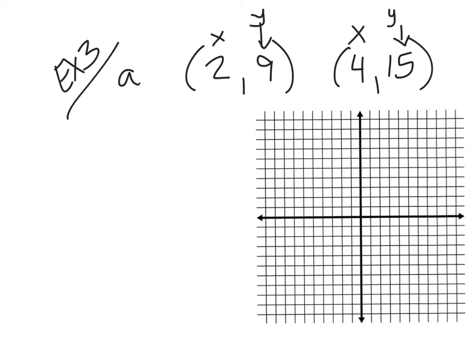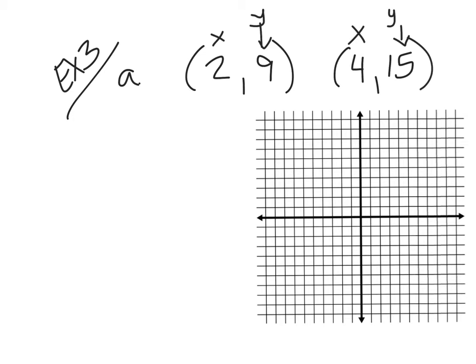All right, so let's graph these. The first point is (2, 9). So I go over 2, up 9, which I think is there. 1, 2, 3, 4, 5, 6, 7, 8. All right. Oh no, my next one's (4, 15). Okay, so you can't use this graph like I have it because it only goes to 10. So I'm going to have to change this to making each thing worth 2.